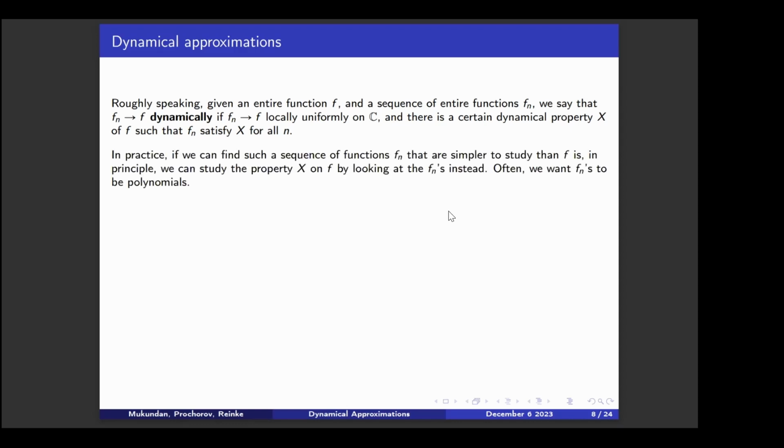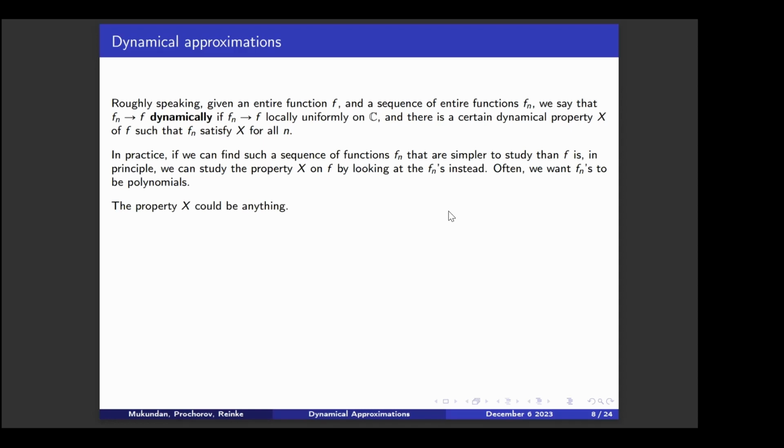Okay. In practice, if we can find fn's that are simpler in complexity than f, so for example, if fn's are polynomials, we can study the property x on the fn's instead of f, and then use that to study the property x on f. So the whole idea is to study the dynamics of f, but by using simpler approximations of f that satisfy that same dynamical property. Okay, so this is the utility of dynamical approximations.